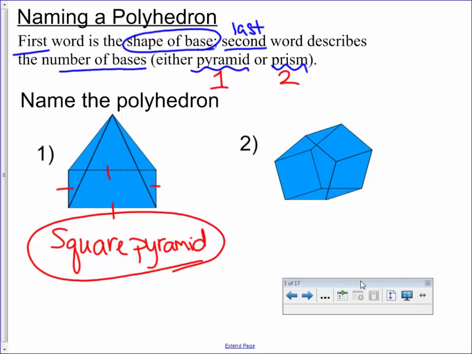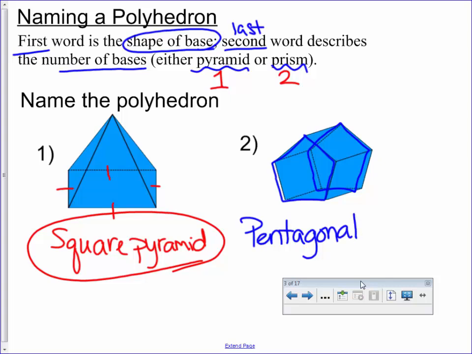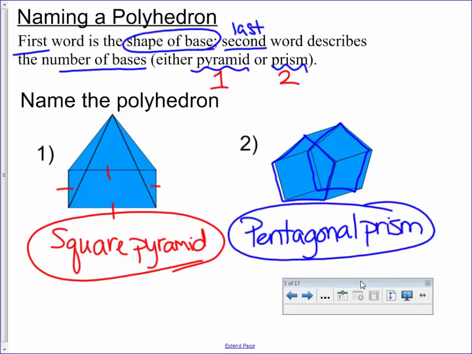So looking at number 2, if you notice, we see 1, 2, 3, 4, 5 different rectangles. So since there's 5, those are not the bases. Because remember, you can only have 1 or 2. So our bases in this polyhedron are the 2 pentagons. So the first word would be pentagonal. And then the last word, the last name, would be how many there are. And this time there are 2. So the formal name for this is a pentagonal prism.